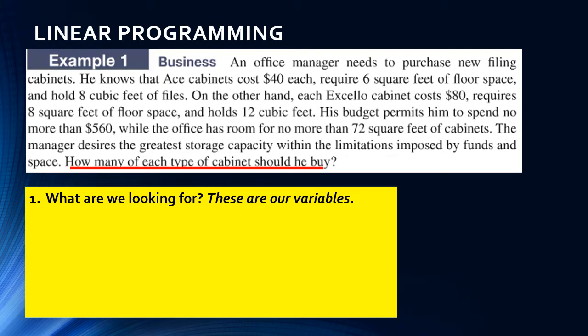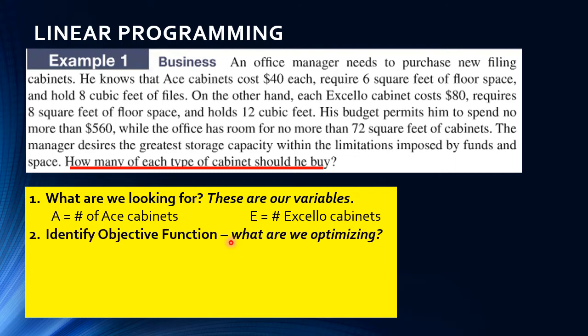Remember that when we were reading through this, we had two types of cabinets. We had ACE cabinets, and then we also had Excello cabinets. So I'm going to use the variable A for the number of ACE cabinets and the variable E for the number of Excello cabinets. I recommend that you use variables that are connected to the problem. This will help you stay focused on the problem and also not interpret the results the wrong way at the end. If you just used X and Y, X for ACE and Y for Excello, it'd be very easy at the end to go, oh, X is Excello, but it's not. So use letters that are related to the problem. This is the first thing we're going to do every time: identify what we're looking for and create variables or letters that represent the things that we're looking for.